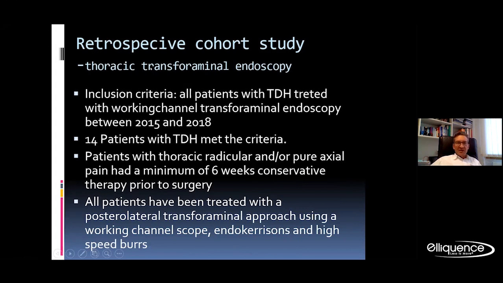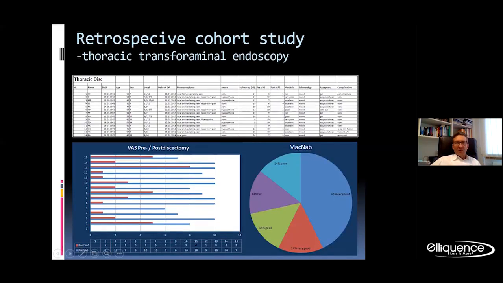In my cases, we did a retrospective cohort study with the inclusion criteria that all patients with DDH treated with working channel transforaminal endoscopy between 2015 and 18. 14 patients we collected with these criteria, and we demanded, like always, 6 weeks of conservative therapy. And we used this special technique, what I showed you.